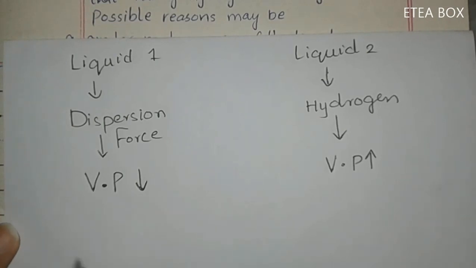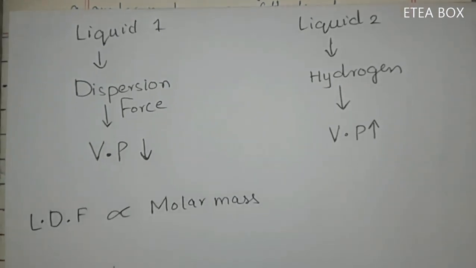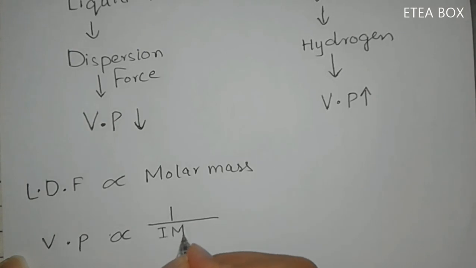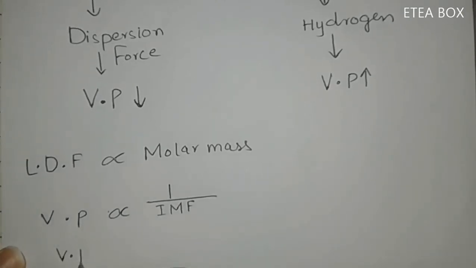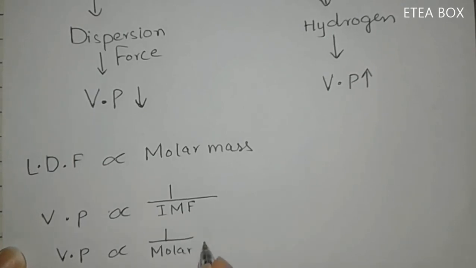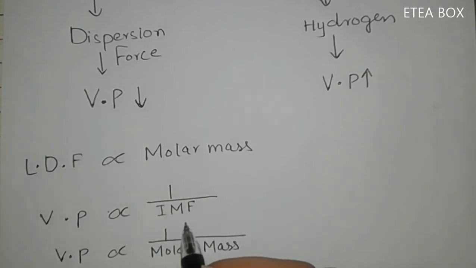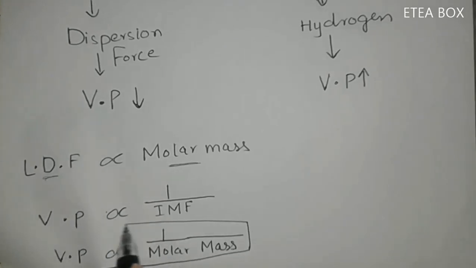So let's see. We know that London dispersion force is directly proportional to molar mass. We also know that vapor pressure is inversely proportional to intermolecular force, or the strength of London dispersion force. So I can also write that vapor pressure is inversely proportional to the molar mass. Now, they have said that those having dispersion forces have low vapor pressure. Low vapor pressure means they have stronger intermolecular force. The stronger intermolecular force is directly proportional to molar mass. Here it is London dispersion force, so it is directly proportional to molar mass. So we can say that vapor pressure is inversely proportional to molar mass.